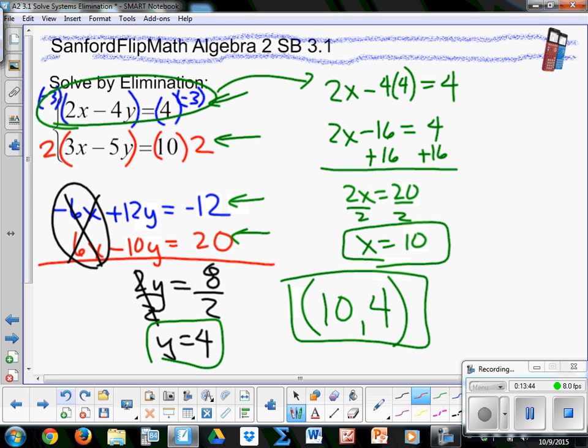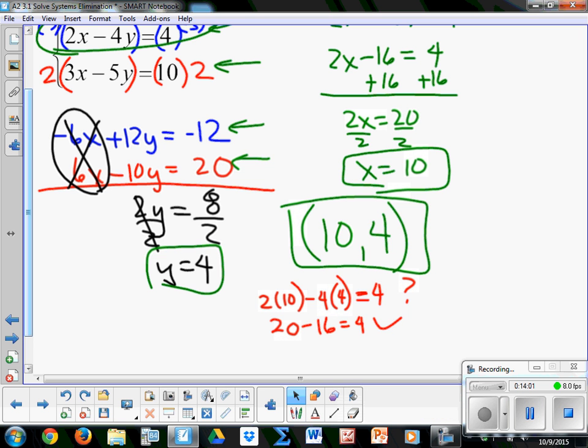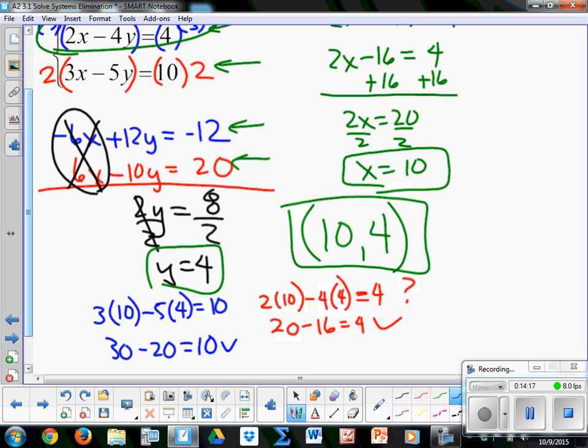Okay, so I'm going back to the original. I want to see that 2 times 10 minus 4 times 4 equals 4. Well, this is 20 minus 16 equals 4. Yep, that worked. Okay. And then the bottom one, I should have done other colors, sorry. I did them backwards. 3 times 10 minus 5 times 4 equals 10. Remember, it has to make both of them true. So this is 30 minus 20 equals 10. Yep, that did work.